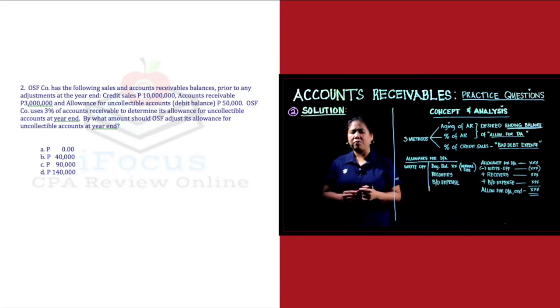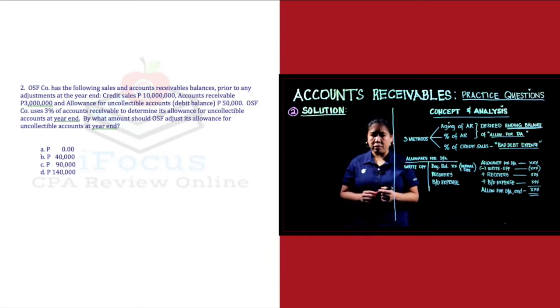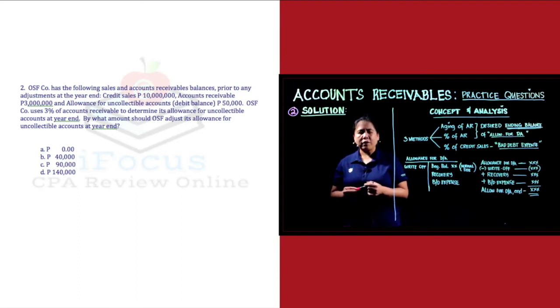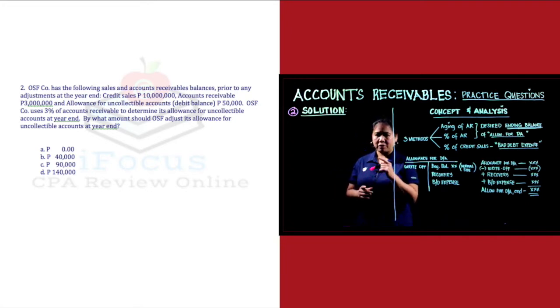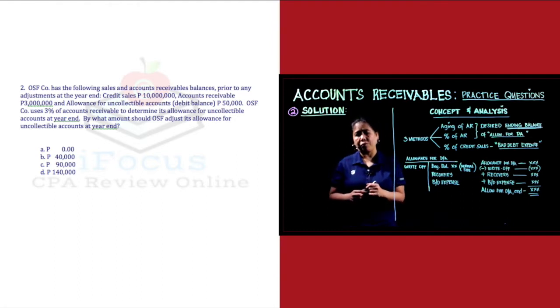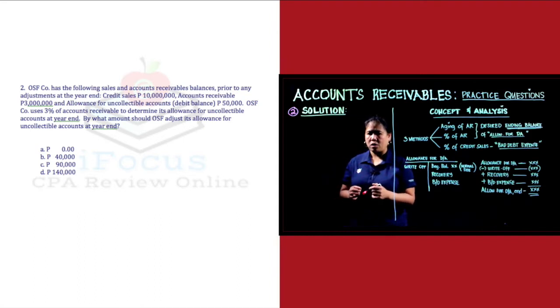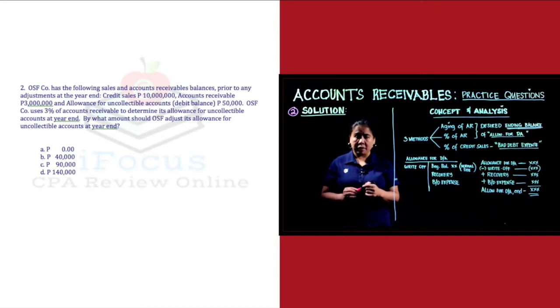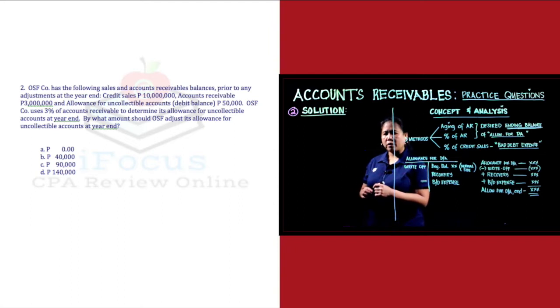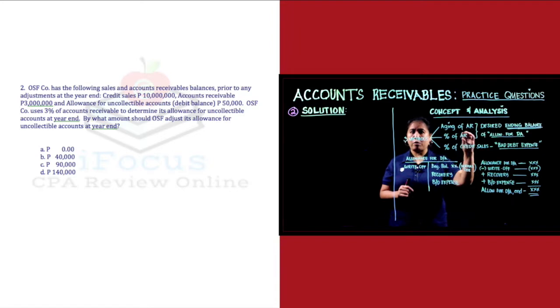OSF company has the following sales and accounts receivable balances prior to any adjustments at the year end. Credit sales of 10 million and accounts receivable of 3 million. And allowance for uncollectible accounts, debit balance. Remember, debit balance, itong problem na ito of 50,000. Alright? OSF company uses 3% of accounts receivable to determine its allowance for uncollectible accounts at year end. Okay, ang ginagamit niya is percentage of accounts receivable.